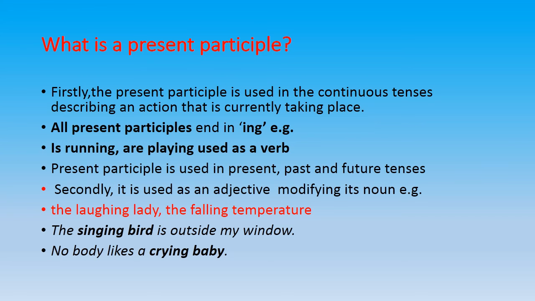Firstly, the present participle is used in the continuous tenses describing an action that is currently taking place, and all present participles end in ing. For example, is running, are playing. Here in these examples, the present participle has been used as a verb, and it can be used as a verb in all continuous tenses like past continuous tense, past perfect continuous tense, future continuous tense, and future perfect continuous as well.